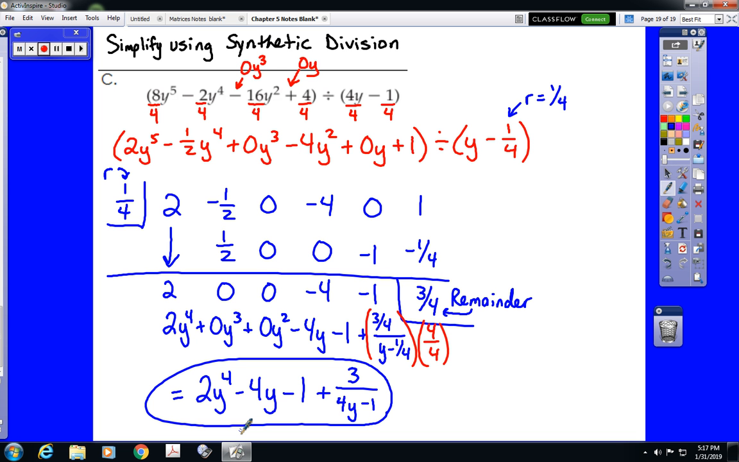Okay, hopefully you've got a decent idea how to synthetically divide, because again, this is going to be a major skill, and we're going to use it a lot over the next month of class.